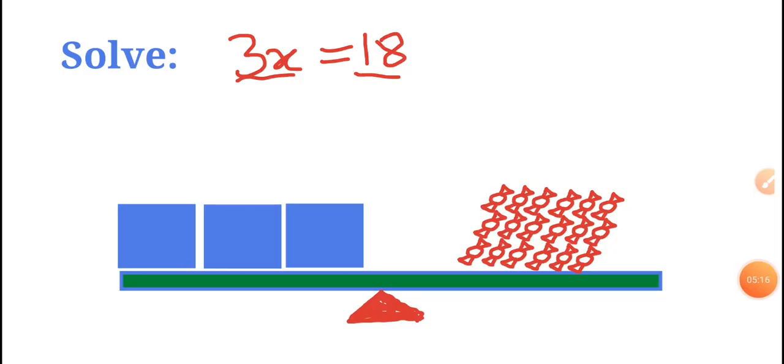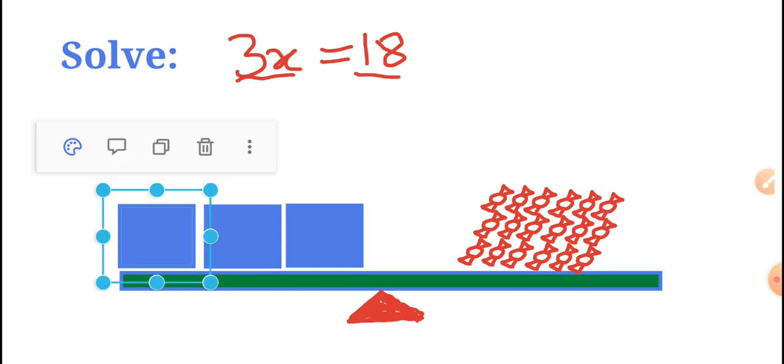So because we want to know the number of sweets in one box on the left hand side, we can divide the left hand side by 3. And if we divide the left hand side by 3, we have to divide the right hand side by 3. So I'm going to get rid of this one box.